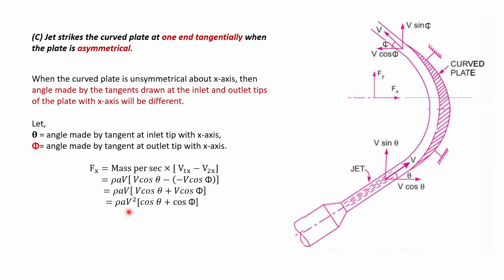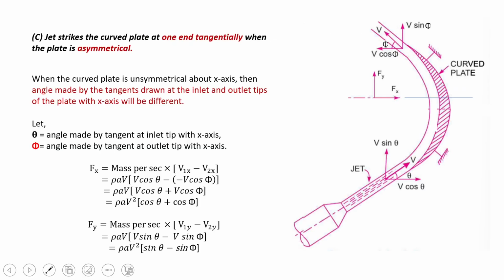Now we want to find Fy. Fy will be mass per second into v1y minus v2y. Mass per second is rho av and v1y is v sine theta. Here in the y direction, the initial velocity v1y is v sine theta, which is the vertical component of v, and v2y is v sine phi. If we put the values in, we can get the value of Fy. This ends our three cases. Thank you so much for listening till the end.